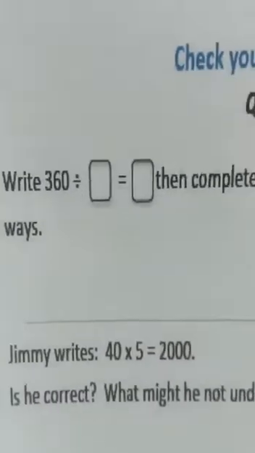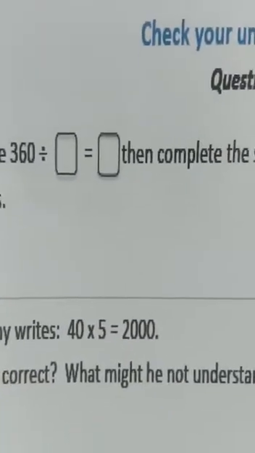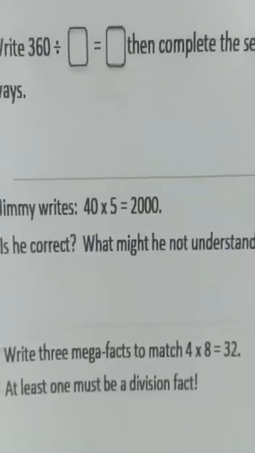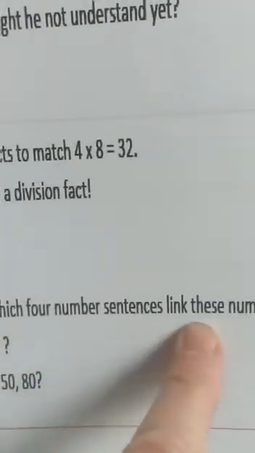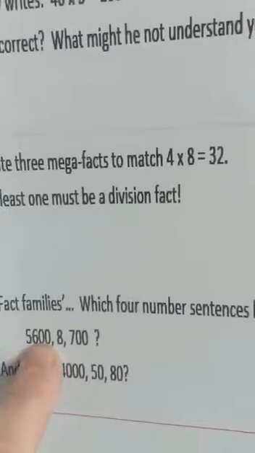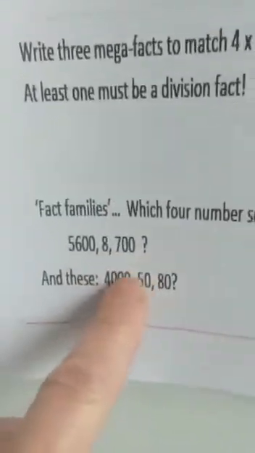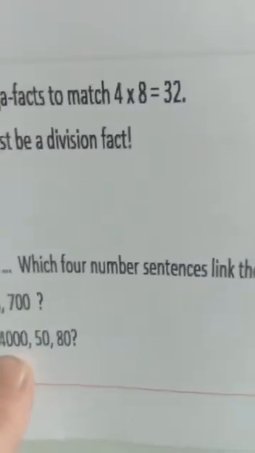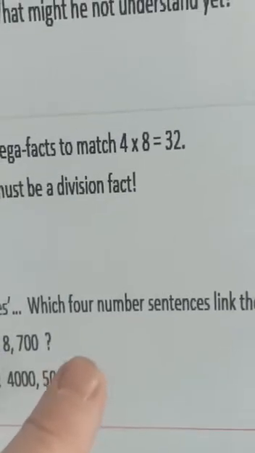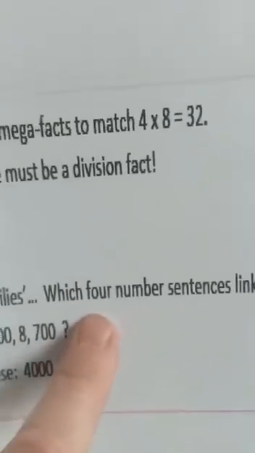Look at each of these questions, complete them, and explain what's going on. And then write 3 mega facts to match 4 times 8 equals 32. At least one must be a division fact. And then think of the fact families which four sentences link these numbers: 5,600, 8 and 700. And then you can do it again for these 3 numbers. What are the fact families? So remember, 2 multiplication and 2 division.